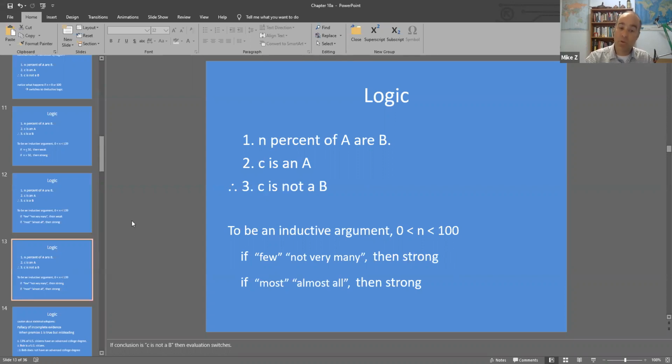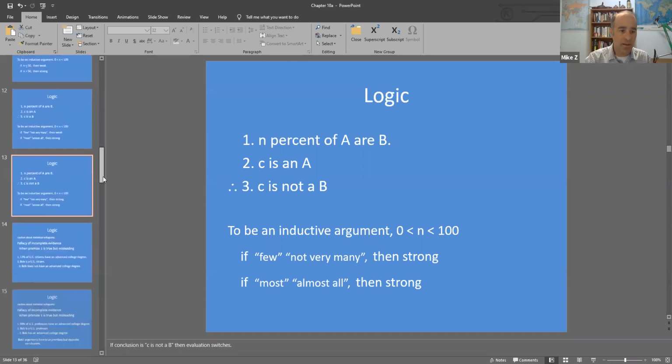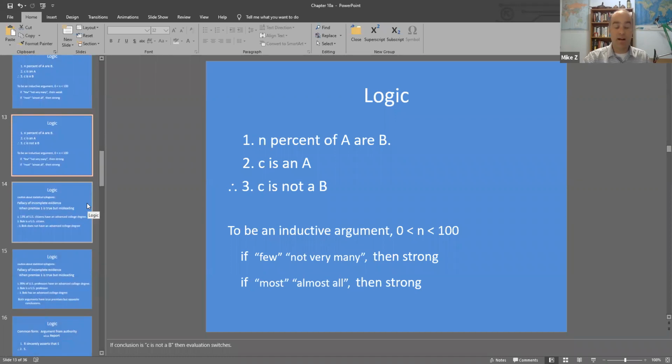The evaluation switches though if the conclusion is a negative, right? So C is not a B. Well, what would support that conclusion? If not very many A's are B, right? So if we have few A's that are B, not very many A's that are B, almost no A's that are B, and then C is an A, and then we conclude that C is not a B, well, then that becomes a strong argument. Okay, and so moving on.